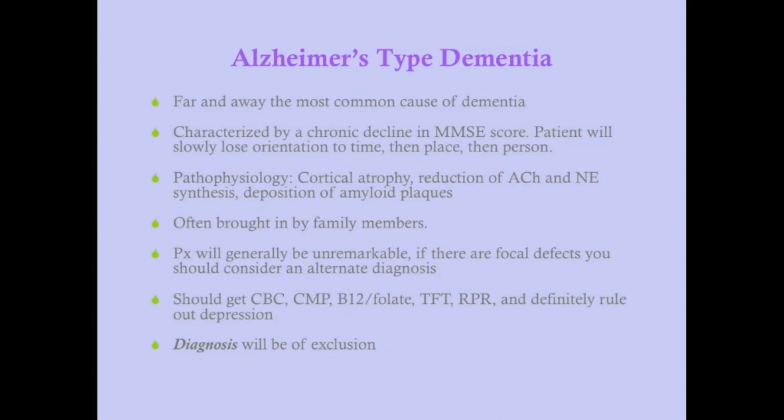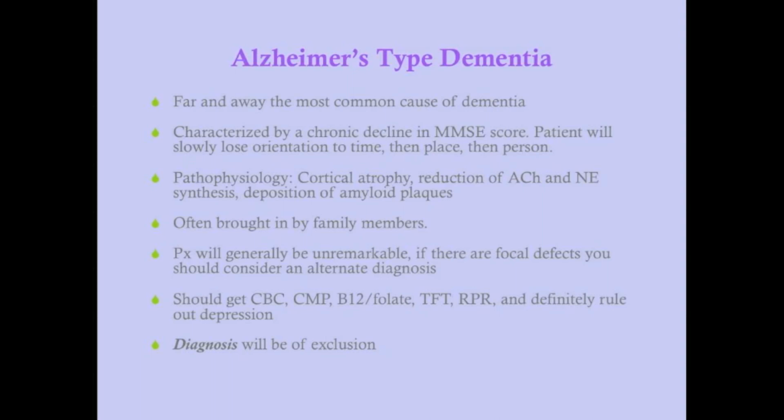Usually we can exclude what we're going to talk about next, which is vascular dementia, because the patient is otherwise healthy. They're not hypertensive, they don't have hypercholesterolemia. They're generally a healthy patient, but they're starting to forget things as they get older, and losing orientation, and their cognitive processes are declining slowly but surely.